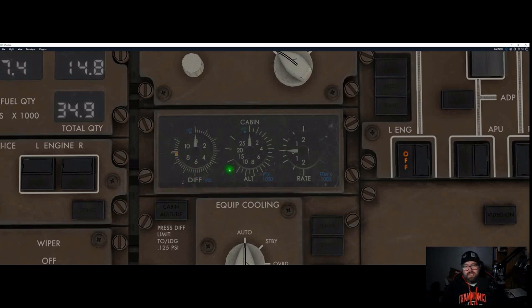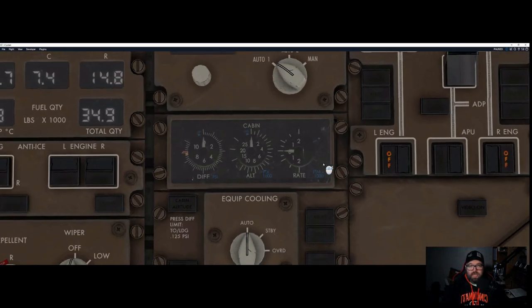This middle gauge is going to be your cabin altitude in thousands of feet. So, 0, 2,000, 4,000, 6,000, etc. as you go around. And then here's my rate. This is my feet per minute times 1,000. So this is how fast my cabin is climbing if I have a decompression or depressurization, or if I'm losing the cabin for whatever reason.